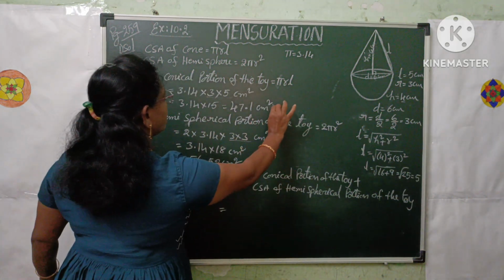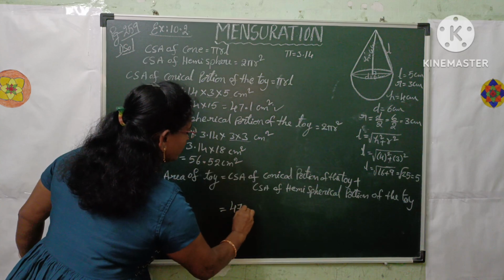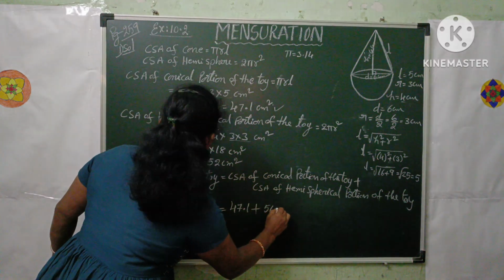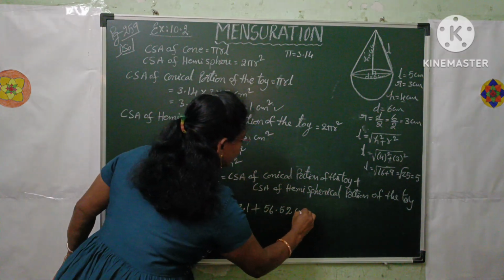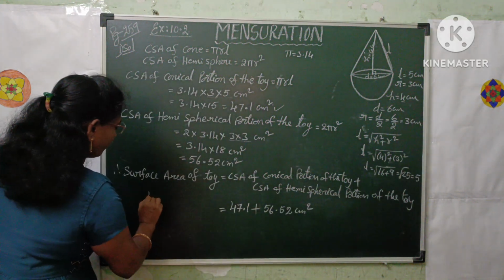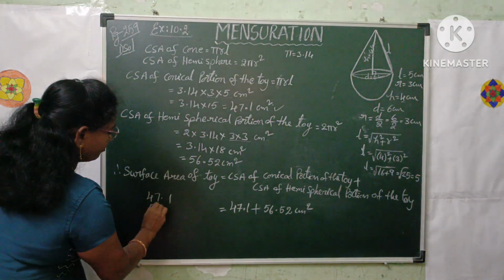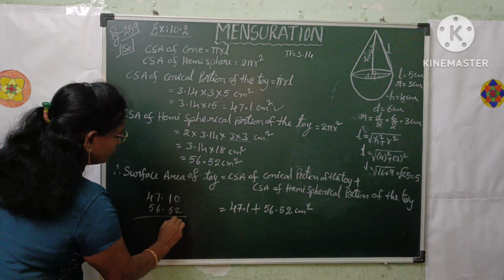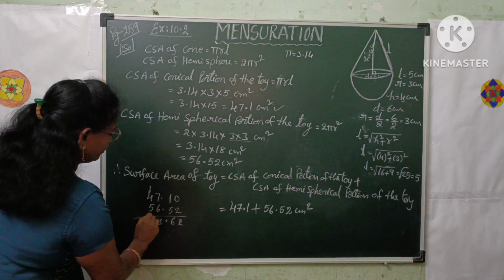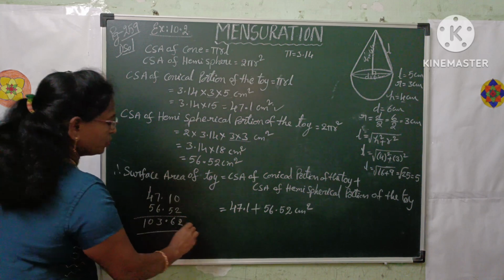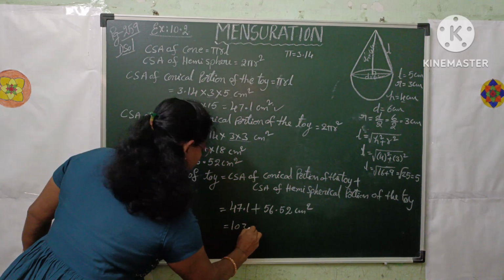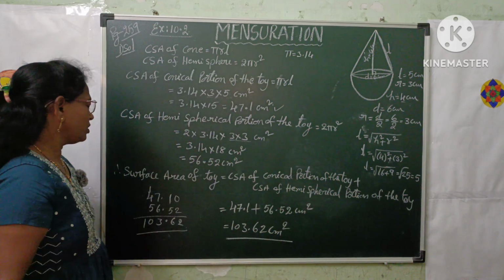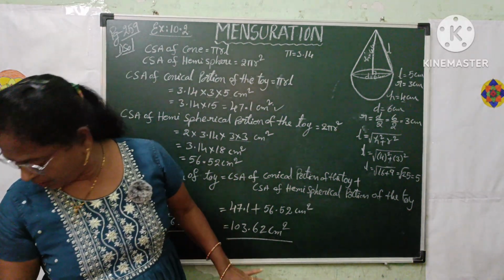What is the first one now? 47.1 plus 56.52 centimeter square. Then you add both: 47.1 plus 56.52. So the answer is 103.62 centimeter square. This is the total surface area of the toy. Okay.